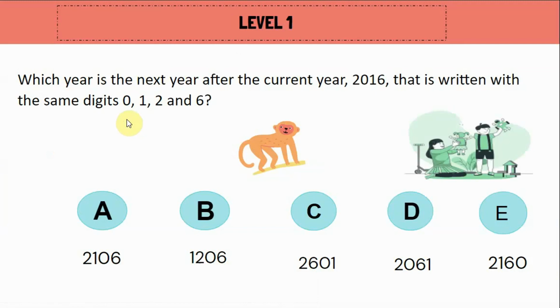The first question is, which year is the next year after the current year 2016 that is written with the same digits 0, 1, 2 and 6? You may pause the video to try to get the answer for this question. We have 5 options, A, B, C, D and E. One of these options is the correct answer. So you may pause the video and try solving it.